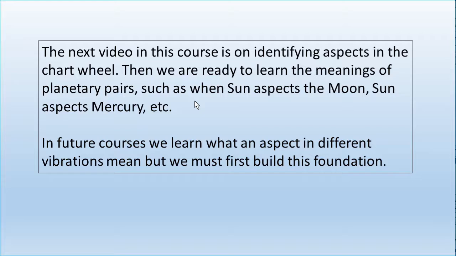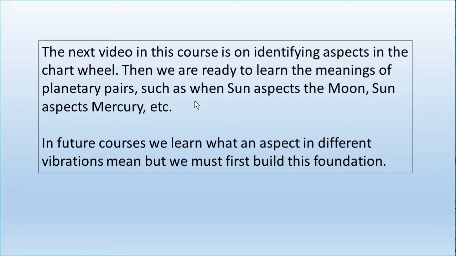So the next video just goes over the idea of aspects in general, and then I'll have a short video on identifying aspects that are within 1 degree, so that as we go through the planetary pairs, you can look at your chart or the charts of friends and family or famous people and see if a particular pair shows up strong and see if it makes sense for that person. Now, in future courses, we will learn about each aspect. So what does Mercury aspected to Venus in 5 vibration mean? What does it mean in 7 vibration, in 11 vibration? Every kind of aspect is going to give a different effect.